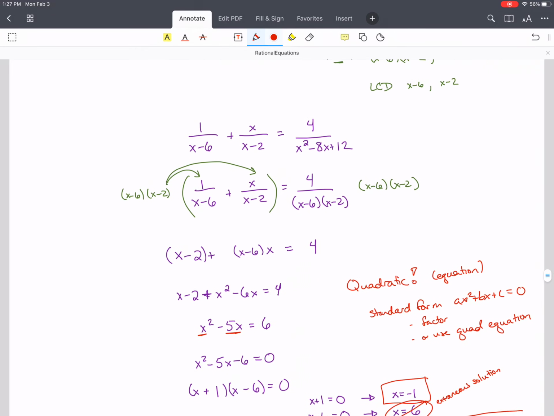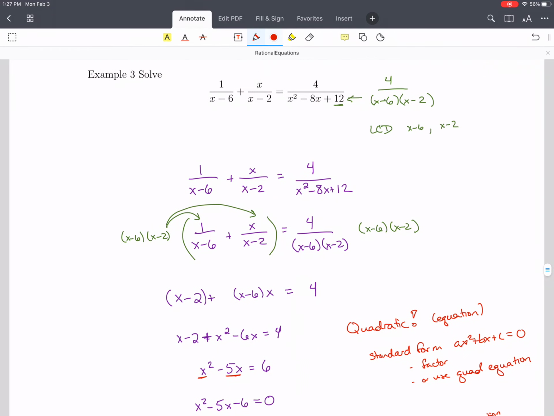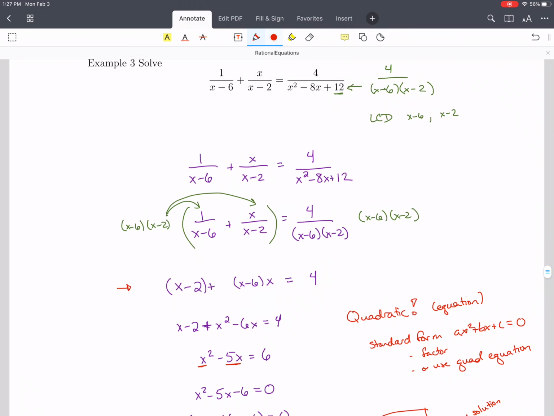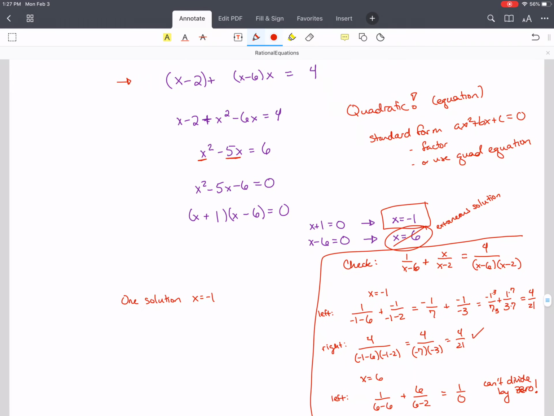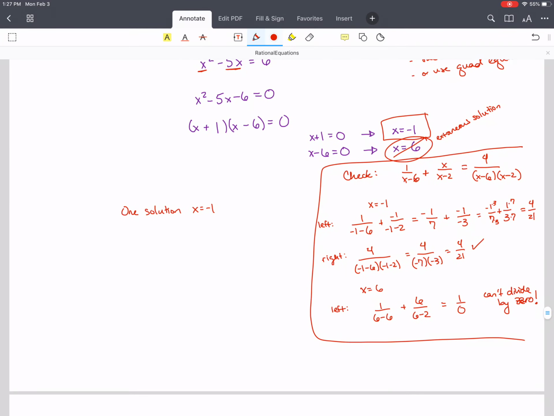So just to recap, we started with what looked like a really complicated equation, but we made it really simple, really fast by multiplying by the least common denominator. We wound up with a quadratic that had 2 solutions, but only one of those was a solution to my original rational equation.